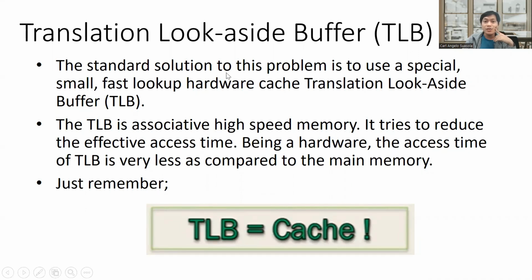The standard solution to this problem is to use a special small, fast lookup hardware cache, the translation lookaside buffer, TLB. This is a hardware implementation used by the operating system to maximize the access time while generating the process. So the TLB is an associative high-speed memory. It tries to reduce the effective access time. Being hardware, the access time of the TLB is very low compared to the main memory. So just remember, the TLB is equivalent to your cache.